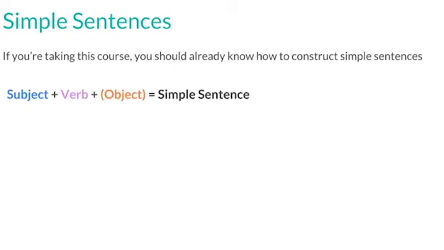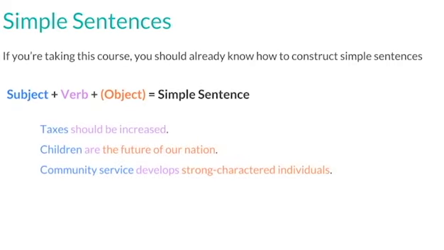So a simple sentence is basically when you have a subject plus a verb plus an object. So those three things together make up a simple sentence. So we have a few examples here. The first sentence is, taxes should be increased. Next, we have, children are the future of our nation. And last, we have, community service develops strong-charactered individuals.